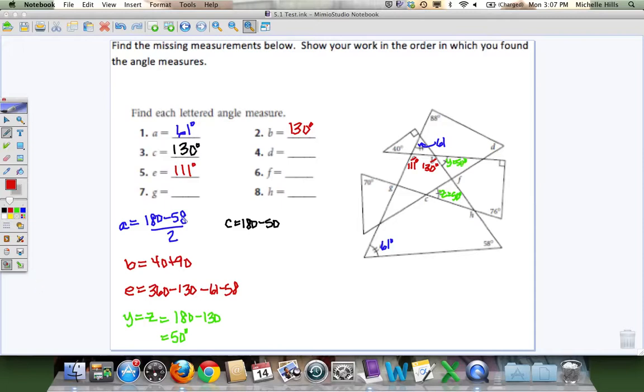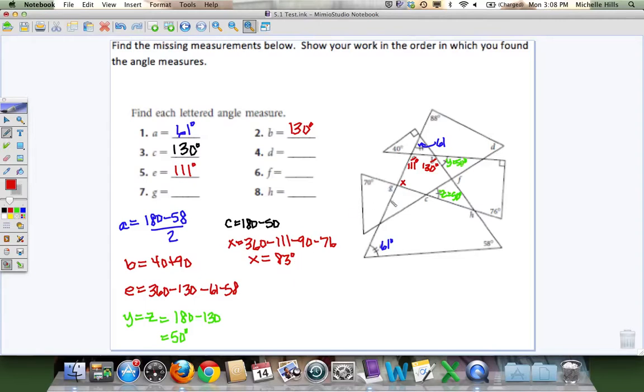Once I found that, I made this angle measure X. And I did that because if I look at this large quadrilateral here, I know this is 76 degrees, this is 90 degrees, and this is 111, and the four together have to be 360. So to find X, I took 360 minus the 111 minus the 90 minus the 76. So X equaled 83 degrees.